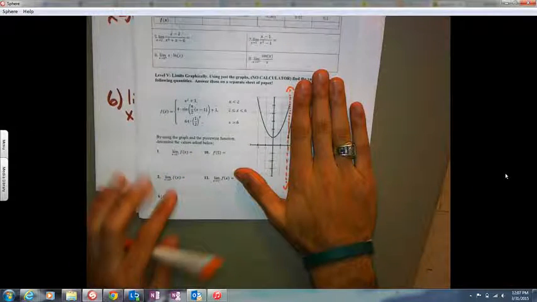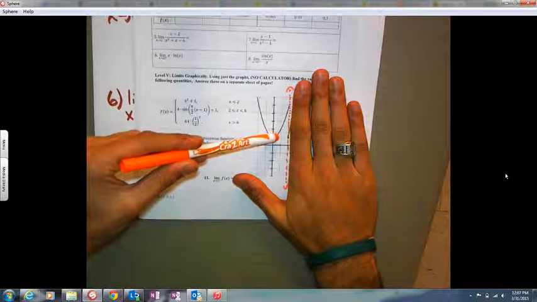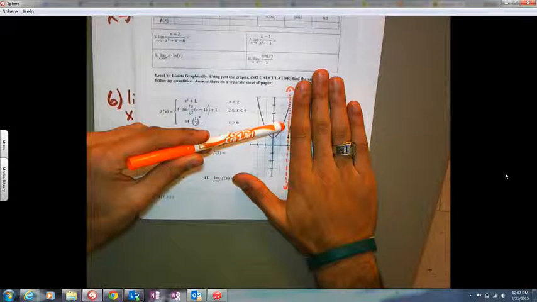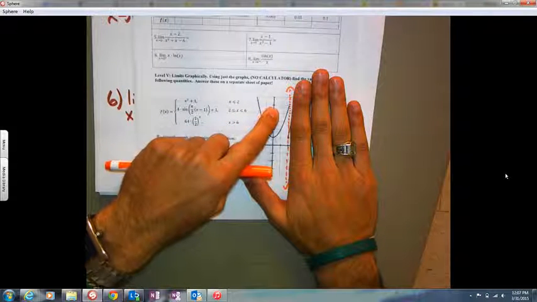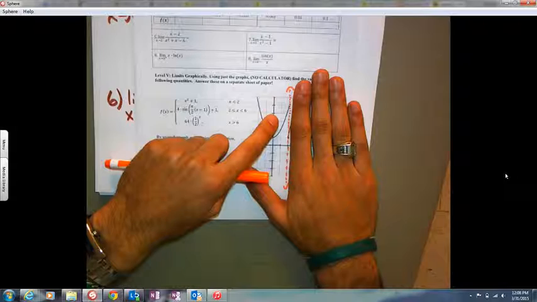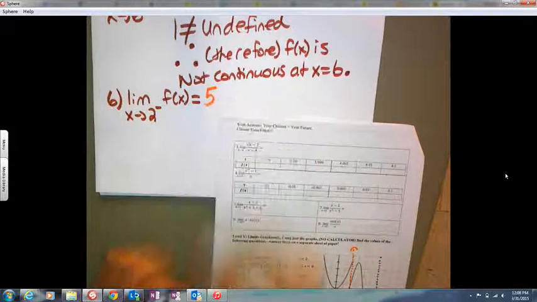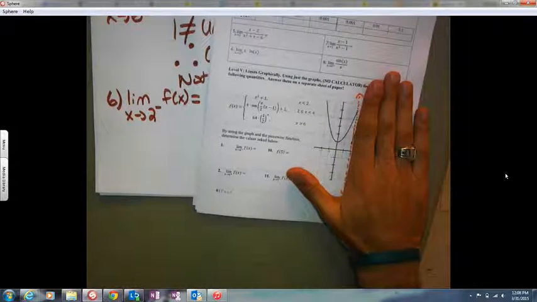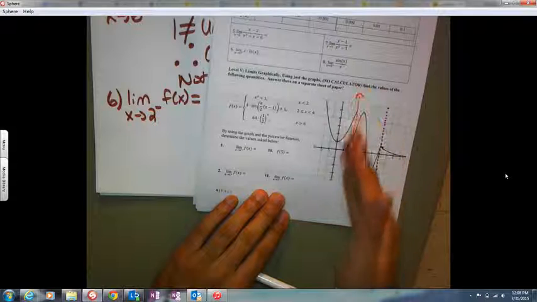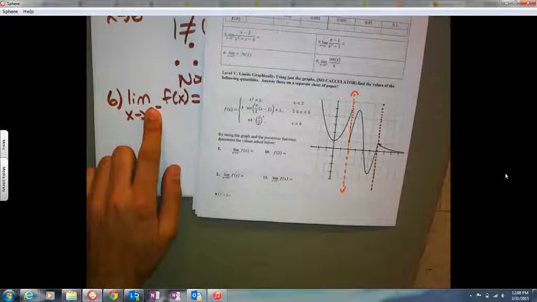So as the graph gets closer from the left, I'm getting closer, closer, closer, the y value is getting closer to 5. We do not care what happens on the right. We do not care what happens at the wall. We just care about what happens on the left as we approach the wall. Questions?